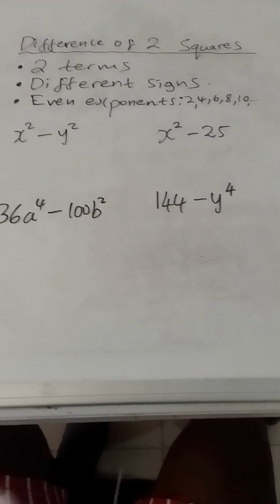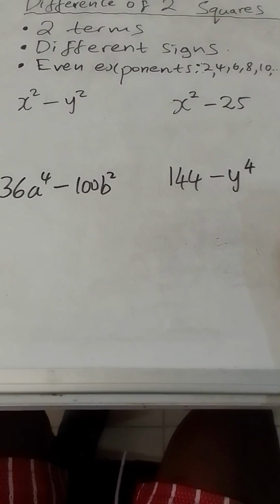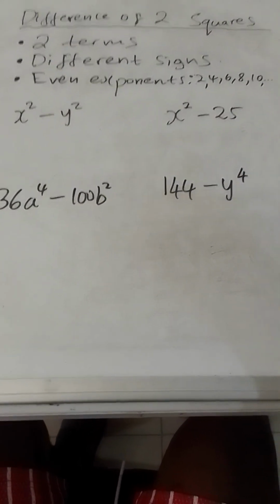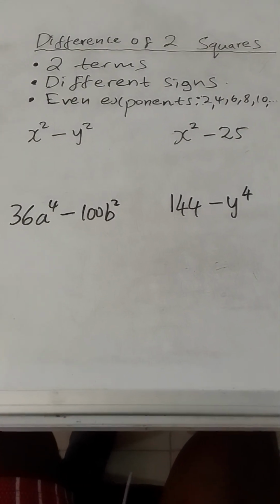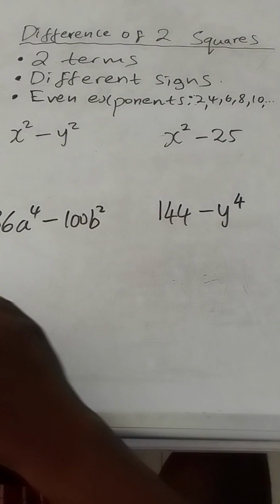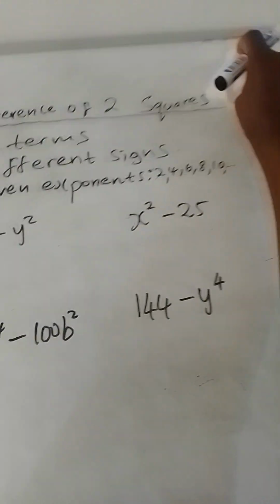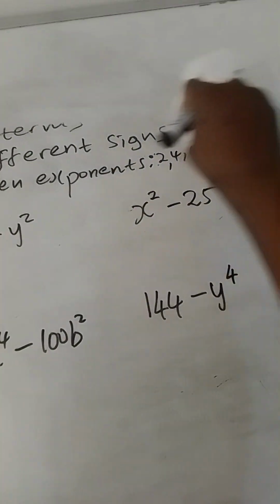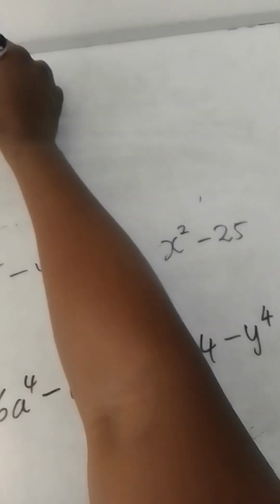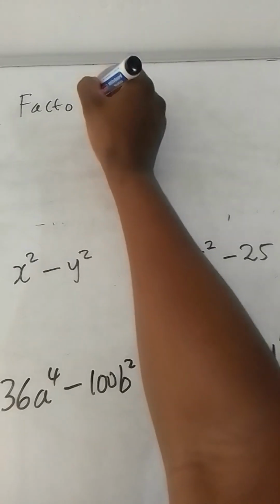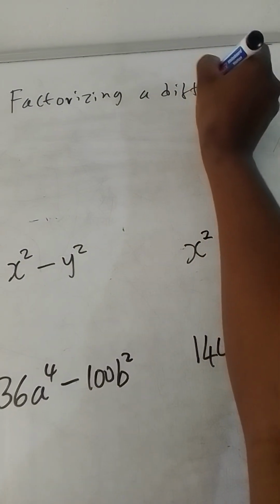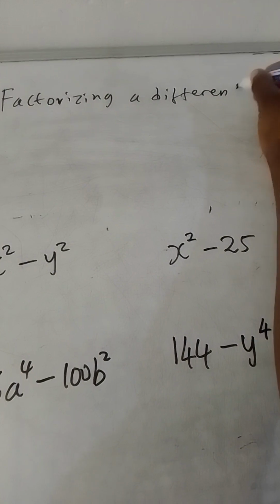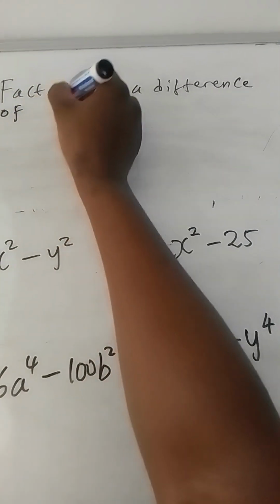Now, how do you factorize a difference of two squares? So once you've identified that an expression is a difference of two squares, how do you factorize it? And just to sort this out, I'm going to write down factorizing a difference of two squares. So we're going to erase here.